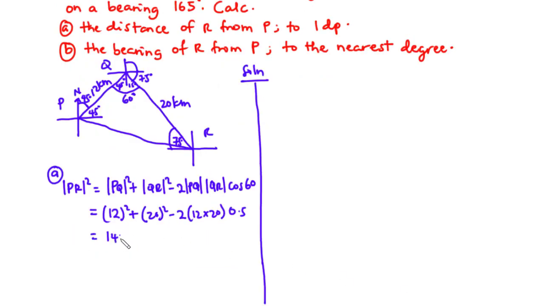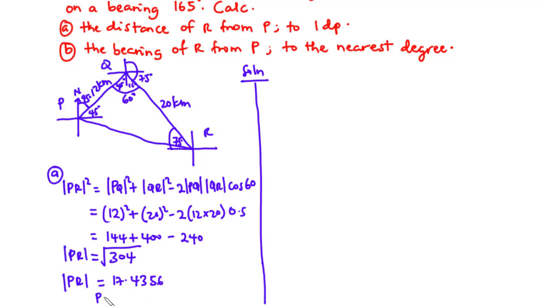This becomes 144, that is 12 square, 20 square is 400, 2 times 12 times 20 times 0.5 is 240. So when you add these two and subtract 240, you'll be left with 304. And therefore, PR will be equal to the square root of 304. And then the distance PR is equal to 17.4356. Now to one decimal place, PR is equal to 17.4.